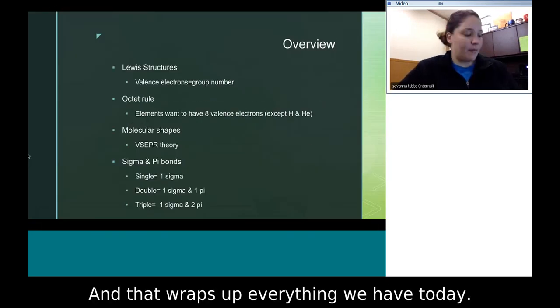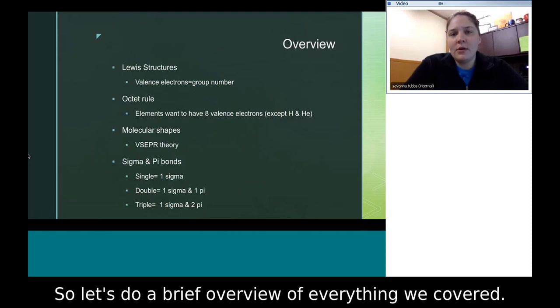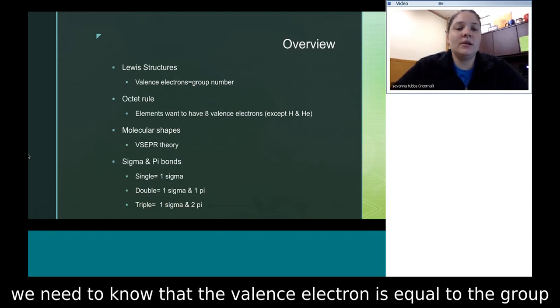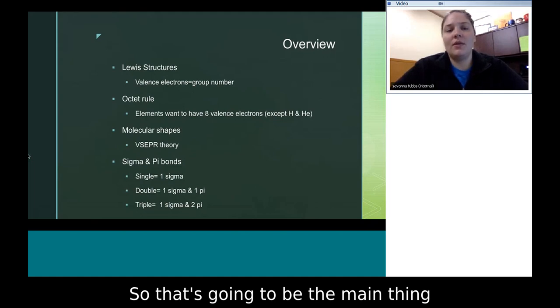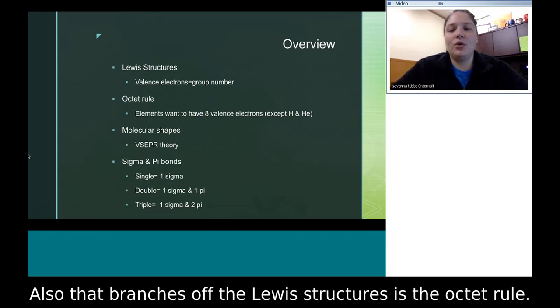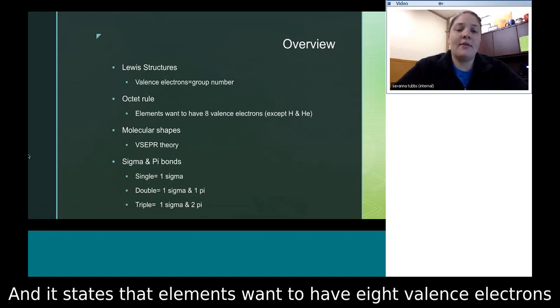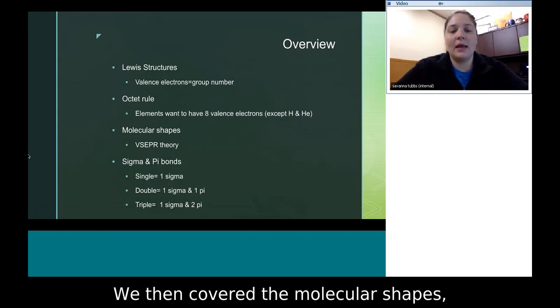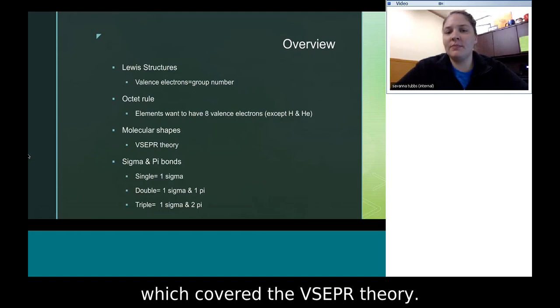And that wraps up everything we have today. So let's do a brief overview of everything we covered. We covered the Lewis structures, which we need to know that the valence electron is equal to the group number. So that's going to be the main thing you need to know for drawing a Lewis dot structure. Also, that branches off the Lewis structures is the octet rule. And it states that elements want to have 8 valence electrons, with exceptions of hydrogen and helium, which only want 2.